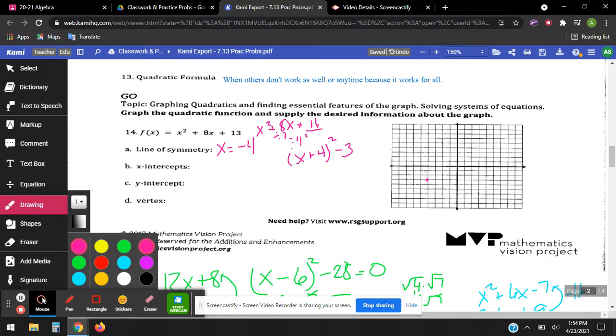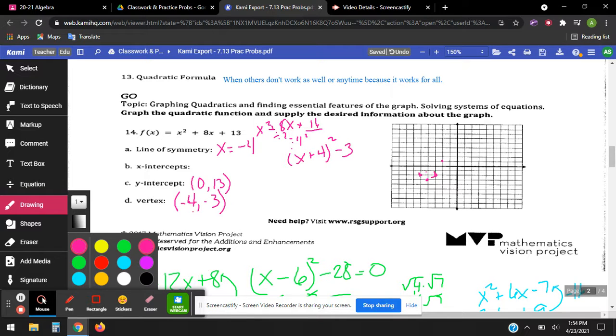Y-intercept, if I put in a 0 for x, then 4 squared is 16 minus 3 is 13. So 0, 13. Vertex is negative 4, negative 3. I just better graph a couple of points here, huh? Let's do negative 3: that is 1 squared, 1 minus 3 is negative 2. Negative 2. Let's see if we can get some x-intercepts. Negative 2 squared is 4. 4 minus 3 is 1.